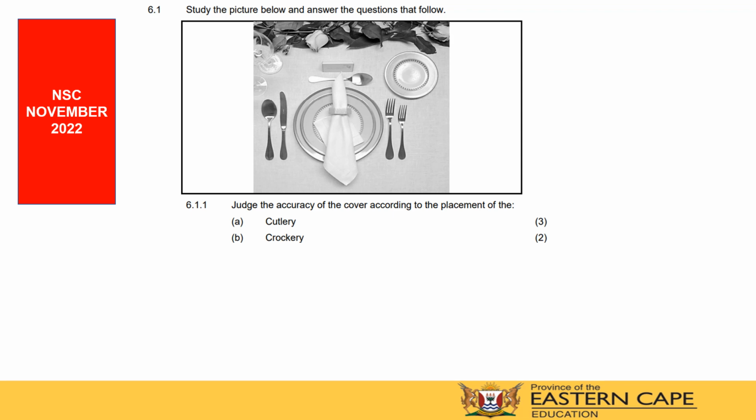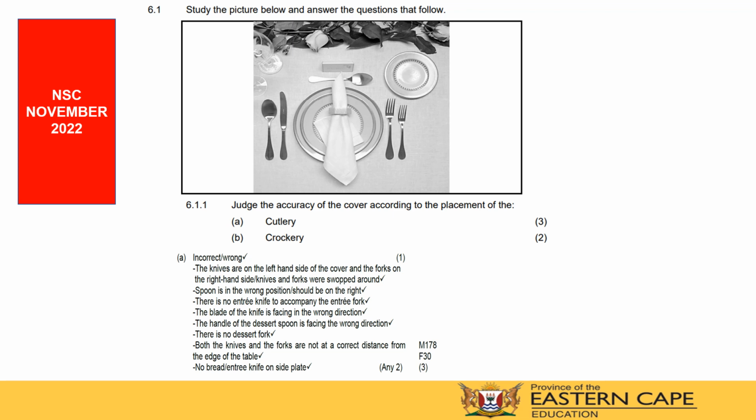Now let us look at the question. The question reads, judge the accuracy of the cover according to the placement of A, the cutlery for 3 marks, and then B, the crockery for 2 marks. Now this is how you would be expected to respond. The cover is incorrect, or you can say it is wrong. You will then need to tell us why it is wrong. It is wrong because, one, the knives are on the left-hand side and the forks are on the right-hand side.